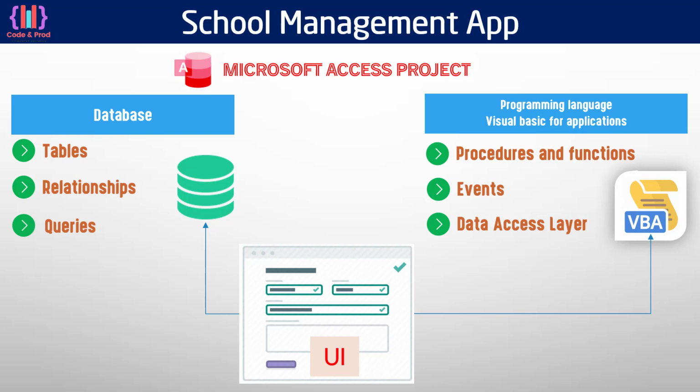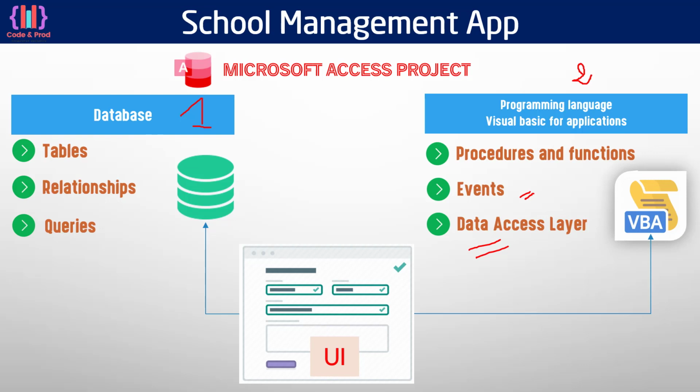In each project created in the MS Access environment, we have three components that we will work on. The first component is the database that contains tables where we will store our data, relationships between those tables, and queries. The second component is the programming language, or VBA. Visual Basic for Applications allows us to create procedures, functions, and events. VBA also allows us to manipulate our data: how to add data in tables or get data from tables, how to update, how to delete, and so on.